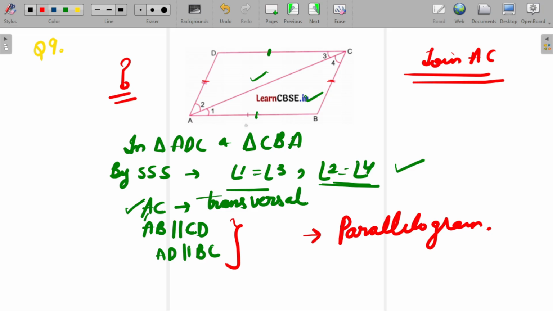That's all, I think. Nothing more to do. We just proved the congruency of these two triangles, and with the help of CPCT, I just took angle 1, angle 3, and angle 2 and angle 4.